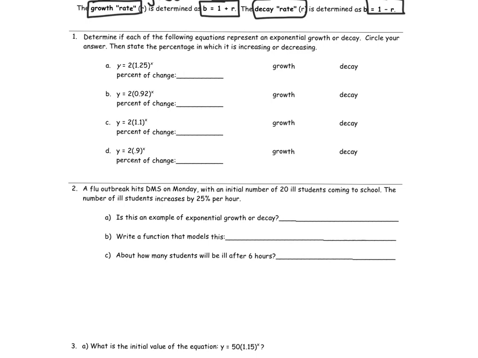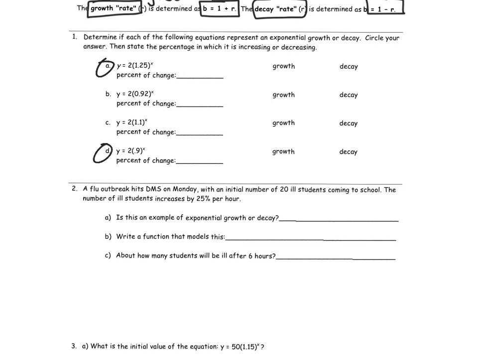So I'm going to do question letter A and letter D, and I want to see if you can figure out the other two. All right, so for the first one, we have y equals 2 times 1.25 to the x. So I'm going to do A and D. You're going to figure out B and C on your own. So you'll pause the video there.